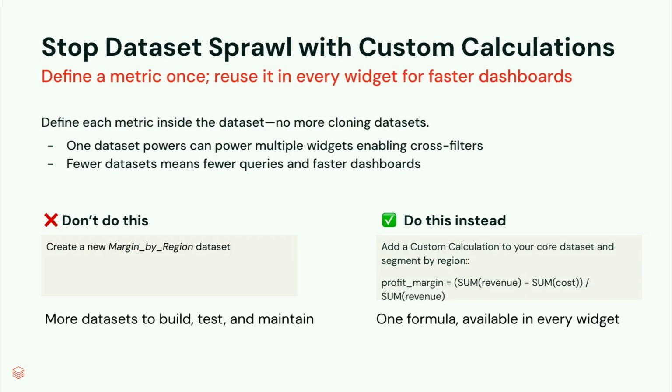All right, the second thing I've heard a lot of complaints about is data set sprawl. Let's suppose you wanted to create a profit margin. That's really easy. It's revenue minus cost divided by revenue. And then you say, I need to segment it by region or state or industry. And the first thing people do is they start cloning their data set and making one for each. That's lots of data sets to build and maintain. But instead, you can create a custom calculation and now you can segment by those things. So one data set can now power many widgets, which also works well with cross-filtering. I'll show that in the demo in a few seconds. And of course, fewer data sets means fewer queries, faster download, faster dashboards.